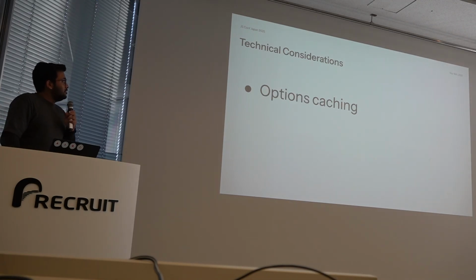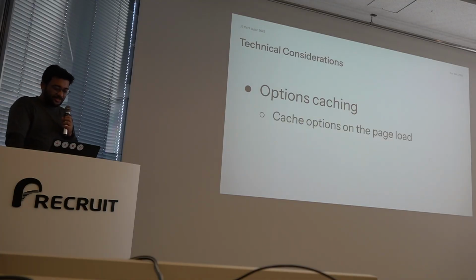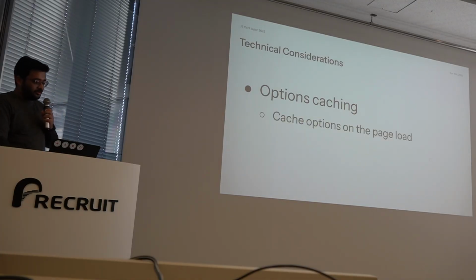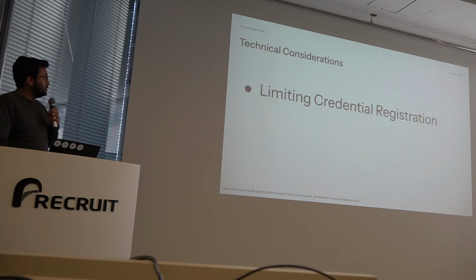Options caching. Just a recap, if you remember, whenever you started registration or authentication, we fetched the options object from the server first. Sorry, we only have 1 minute. Okay, so I'll just fast forward. We need to cache the options here because when the user clicks the button and the credentials API call is done, if we fetch the options in between that, it gets lost due to browser security rules.